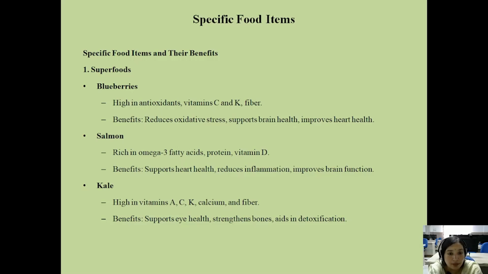Salmon, rich in omega-3 fatty acids, protein and vitamin D. Benefits: it supports your heart health, reduces inflammation, and improves your brain function. Kale, high in vitamins A, C and K, calcium and fiber, and it supports your eye health, strengthens your bones, aids in detoxification. So these are certain specific food items.